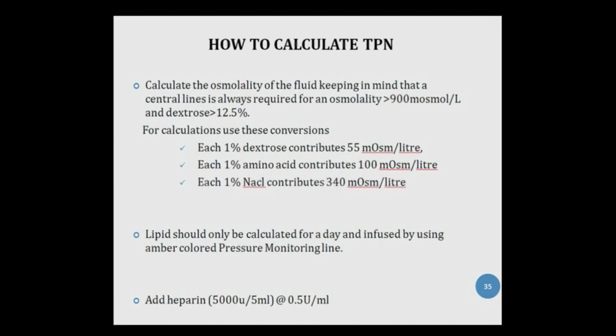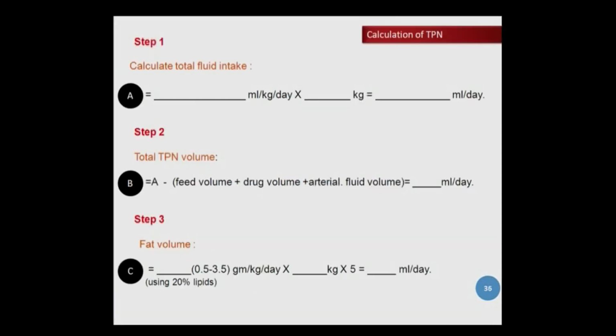One should also remember lipids should only be calculated for about a day and infused by using amber colored pressure monitoring line. Remember to add heparin at the rate of 0.5 units per ml. Now we will go through 15 steps in order to calculate proper TPN.